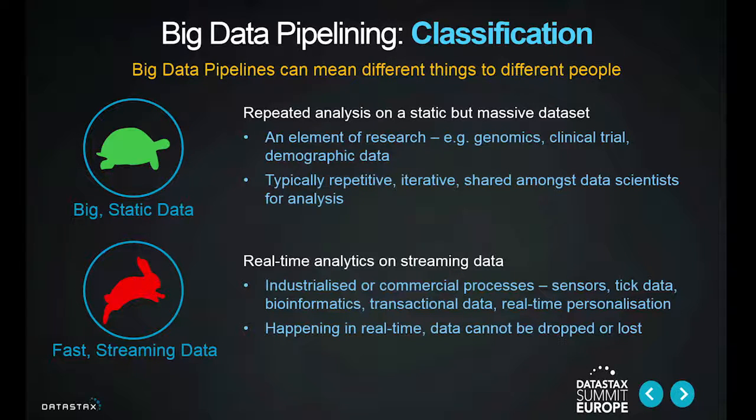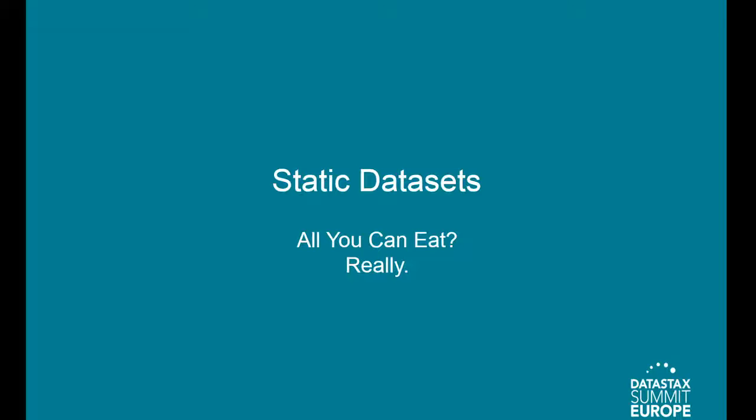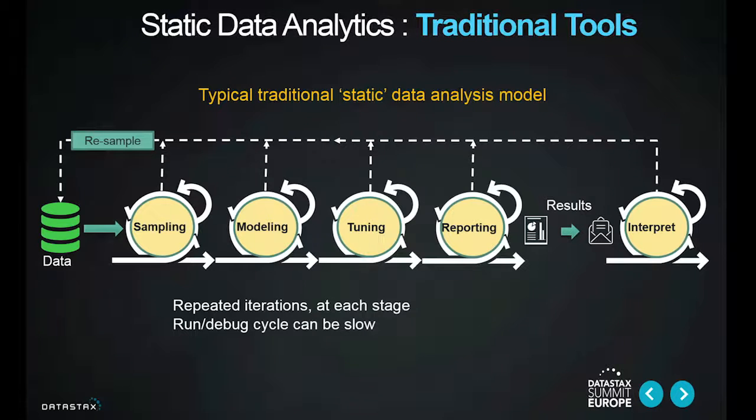We compare that with real-time streaming analytics. These are typically things associated with industrialized or commercialized processes. These are things like sensors, so wind turbines, power stations, vehicle automation, telematics, but again also transactional data, market tick data, and real-time personalization, presenting shoppers with offers targeted to their buying and spending patterns in real time. So, static data sets, we'll look at them first.